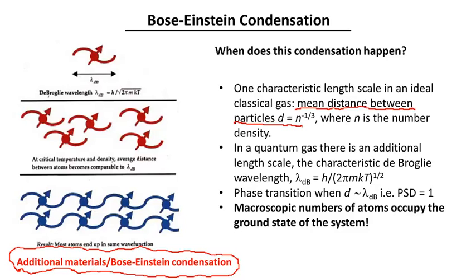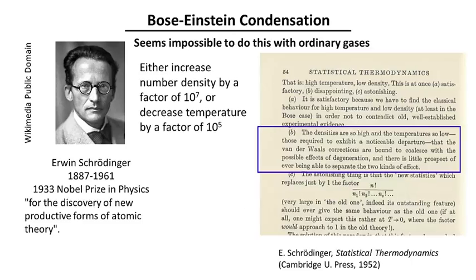Well, let's see how close we are to Bose-Einstein condensation in everyday life. So you see, the air in your room right now is not very close to being a Bose-Einstein condensate. And if you just take a simple consideration of what would be required to get it to a phase space density of 1, you have two choices. Either increase the number density by a factor of 10 to the 7th.